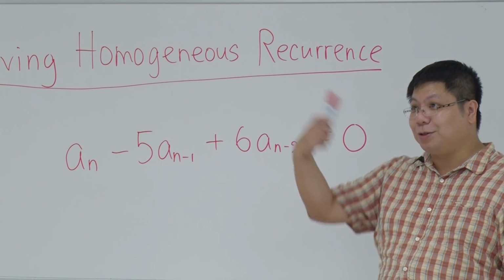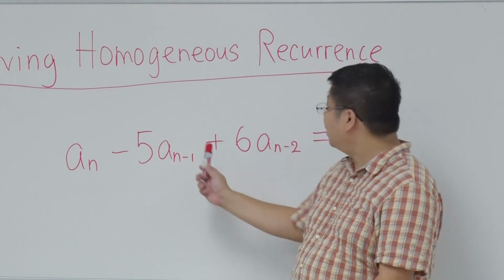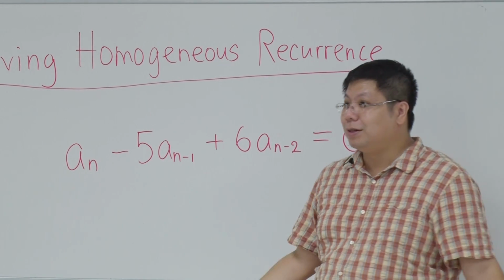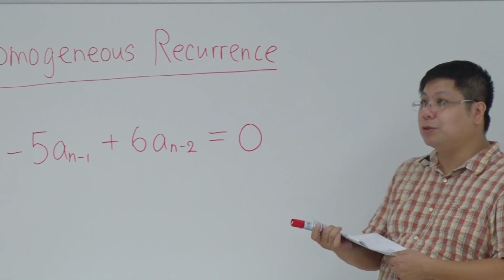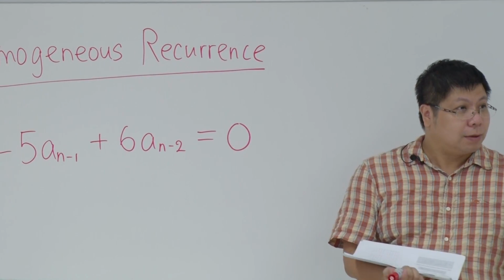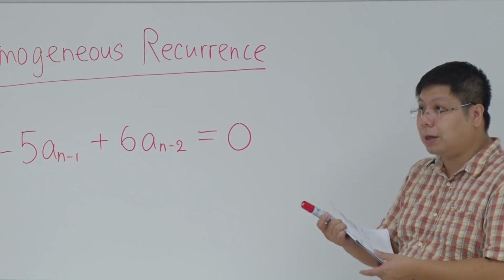Just guess a_n is equal to 0, because 0 minus 5 times 0 plus 6 times 0 is equal to 0. So for this kind of recurrence, the particular solution is super easy. But then we want to find out how the homogeneous solution looks like.